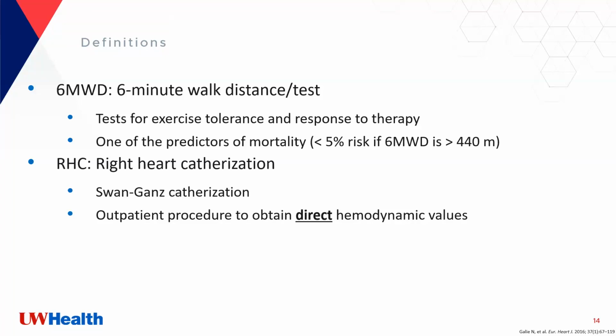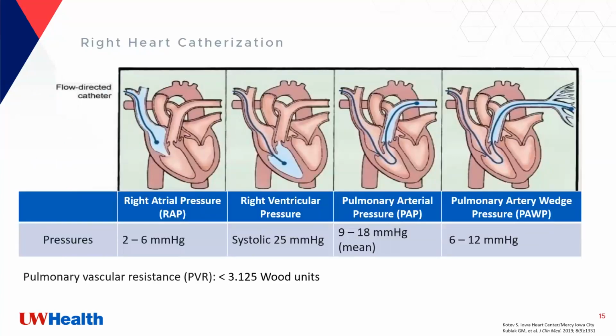Also wanted to briefly describe right heart catheterization, which is a procedure to check the pressure in heart and lungs. It's also called the Swan-Ganz pulmonary artery catheterization, and it's used to obtain direct hemodynamic values that are used for diagnosis of pulmonary hypertension. Right heart cath is a gold standard for diagnosis of pulmonary hypertension. And here is a little picture showing how it's done.